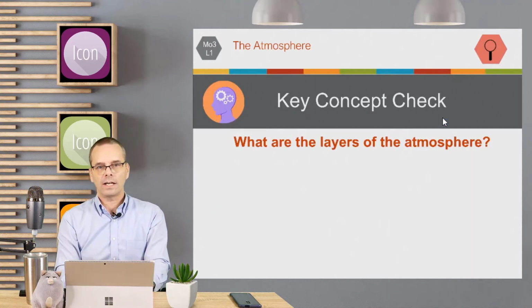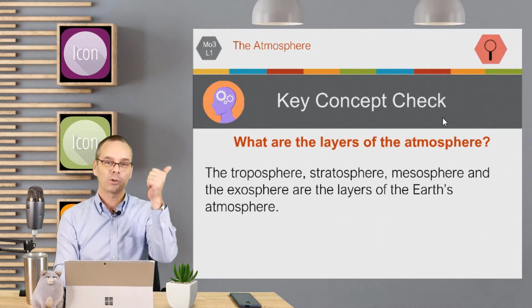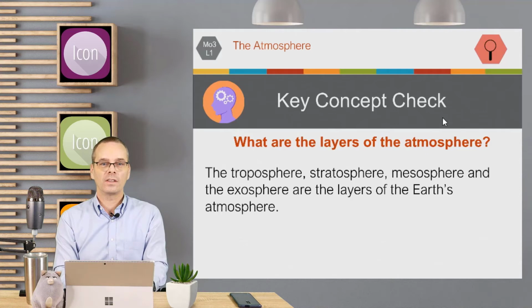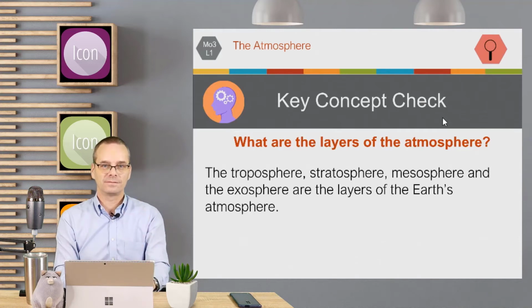So what are the layers of the atmosphere? Well, they are the troposphere, the stratosphere, the mesosphere, the thermosphere, and the exosphere. Those are the different layers. Again, troposphere, stratosphere, mesosphere, thermosphere, and exosphere.